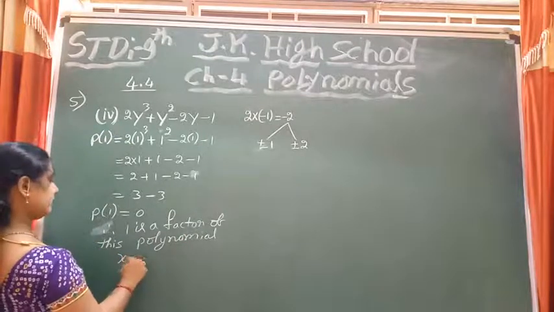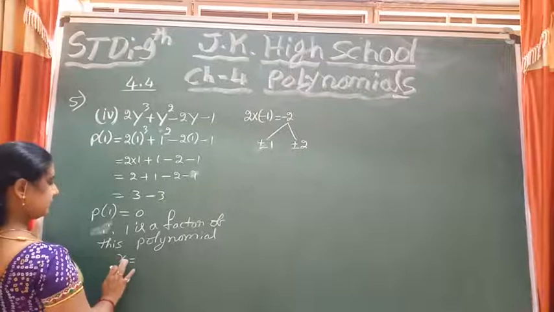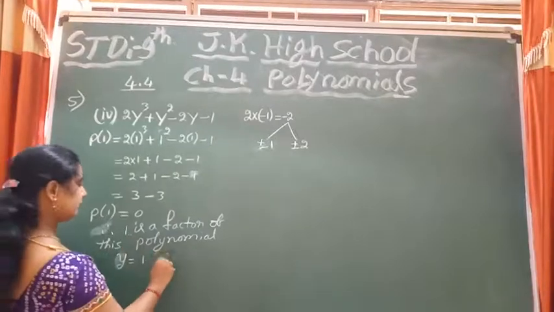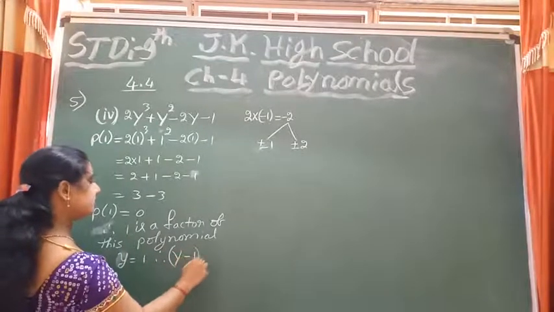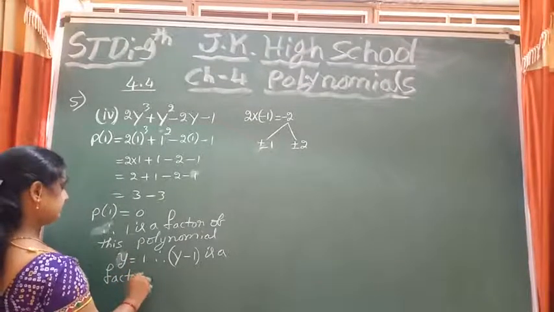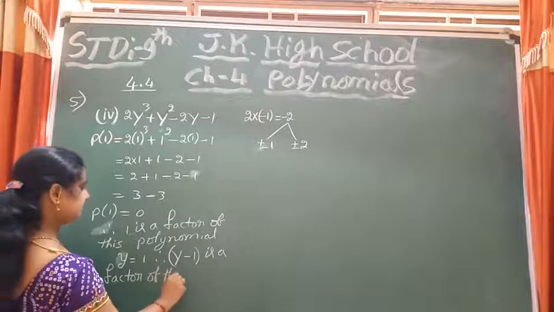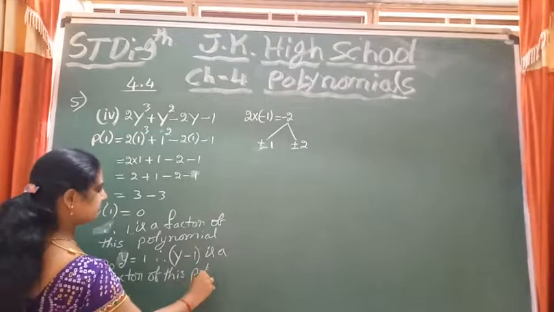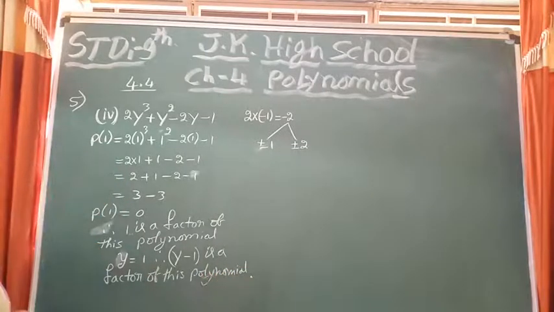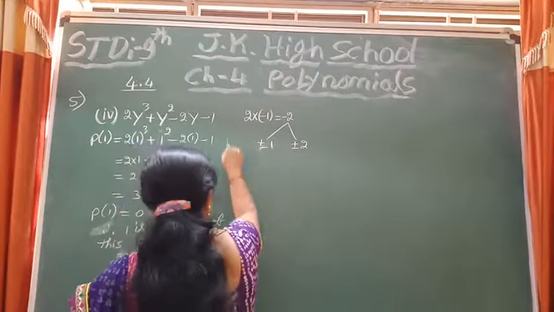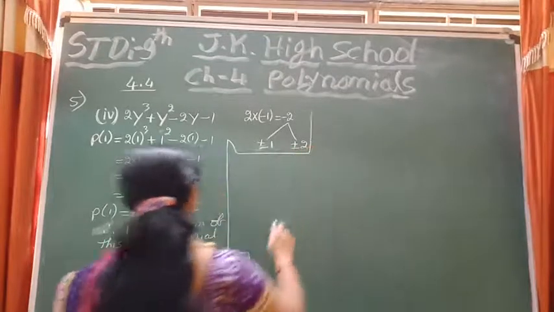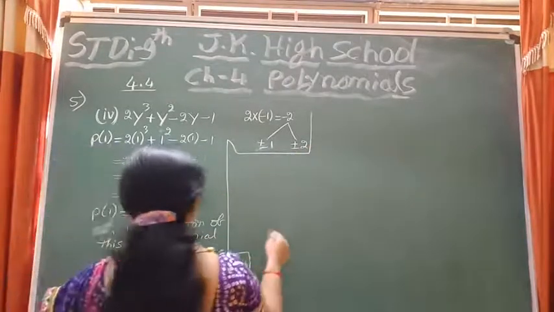Therefore for the value, here the variable is y, you can write the y variable. y is equal to 1. Therefore y minus 1 is a factor of this polynomial. So one of the factors I got. Now I will divide the given polynomial by y minus 1.